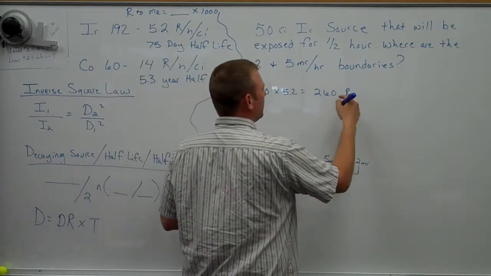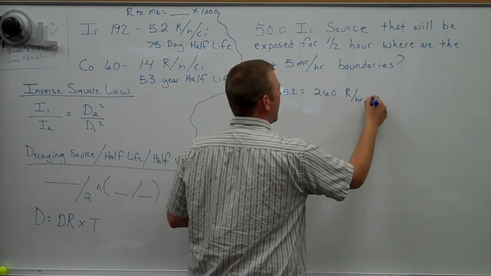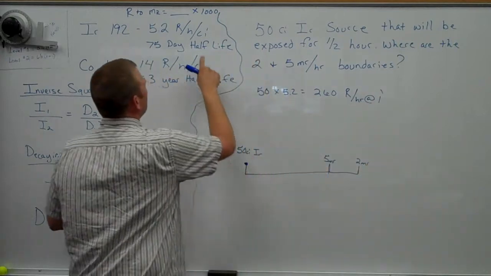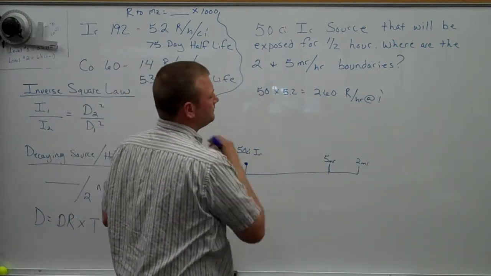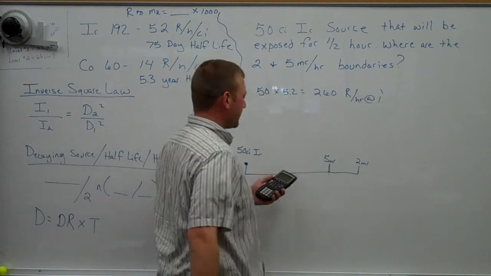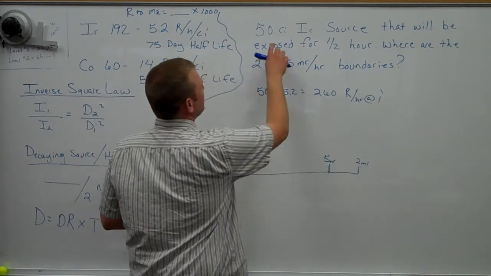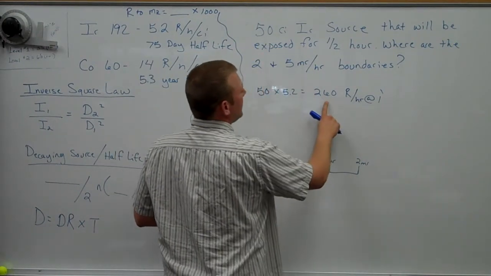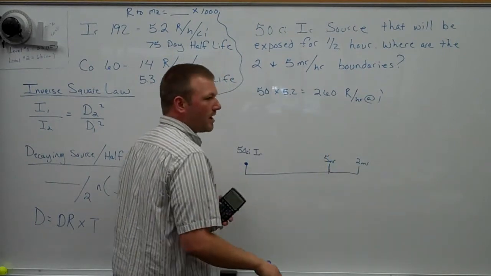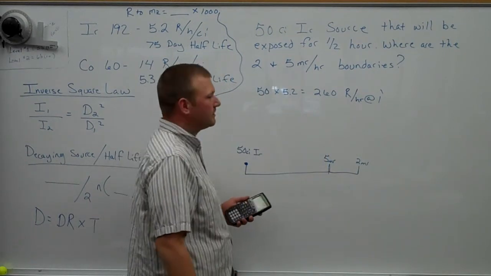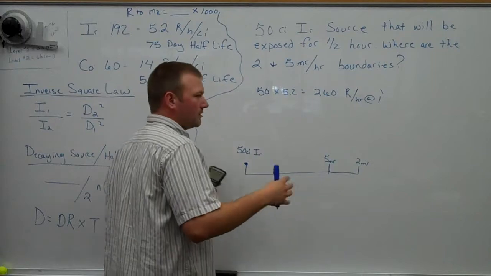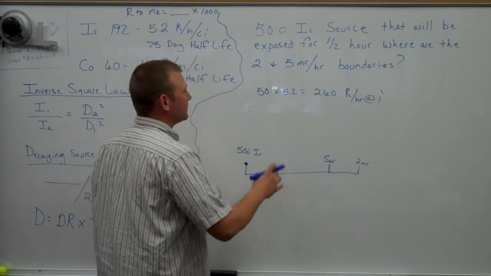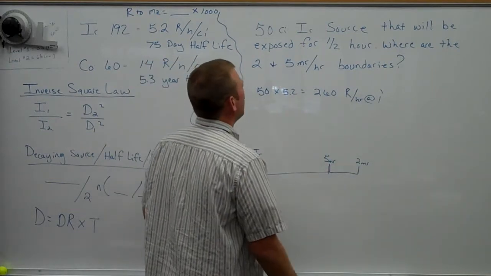Okay? But it's not only Rankins, it's Rankins per hour at 1 foot. Remember this from last week. So, 260 Rankins per hour at 1 foot here. That tells us 50 curies of iridium standing 1 foot away gives us 260 rem per hour, which we already know that 5 rem per year is the national or the NRC recognized standard. So we're way over that, so you want to be way far away from that.